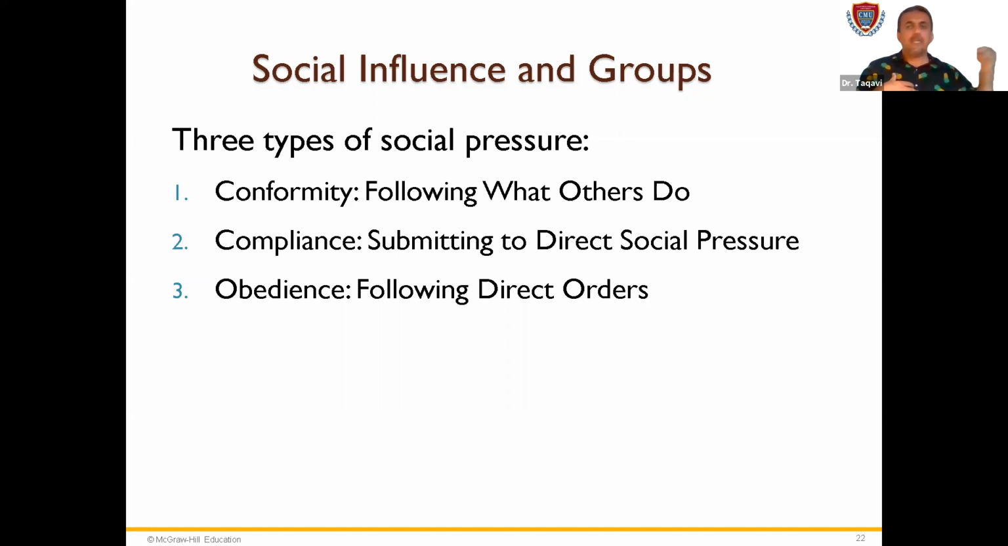In conformity, there is no order. They are thinking and watching and observing other people, what they are doing, and you follow what they do. And in compliance, you submit to direct social pressure. Again, in compliance, we don't have any direct order, but we have direct social pressure.